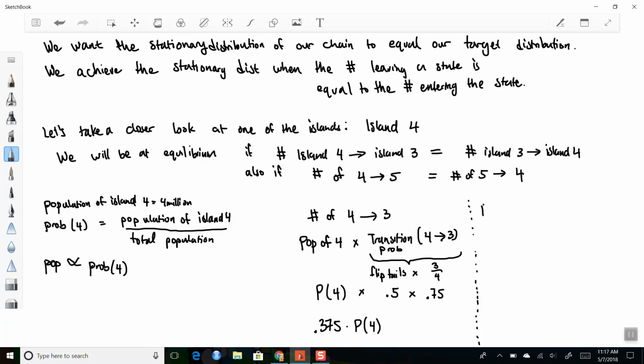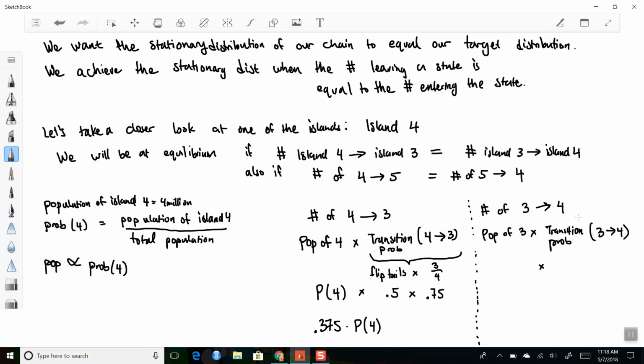All right, and then let's just take a look at the number going from island 3 to island 4. Okay, and this will be equal to the population of 3 times the transition probability of going from island 3 to island 4. What's the transition probability of going from island 3 to island 4? What has to happen in order to go from island 3 to island 4? We have to flip heads, right?